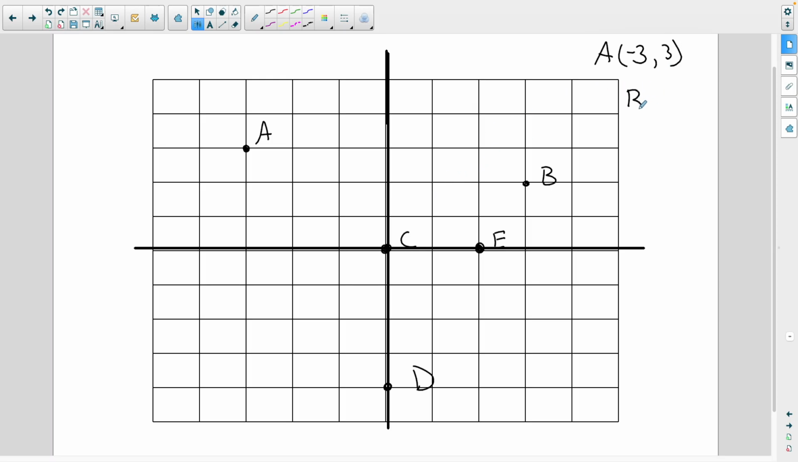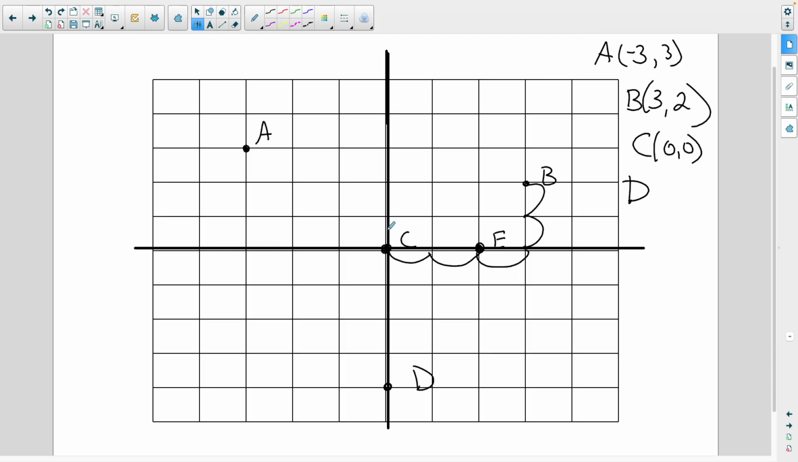Then we're going to say B. We're going to go 1, 2, 3 to the right. Well, that's positive this time. And then we're going to go up 1, 2. Right, so we think about this. We go 1, 2, 3, and then we go up 1, 2. Right, now C. All right, now C should be easy. This is our origin, and our origin is 0, 0.